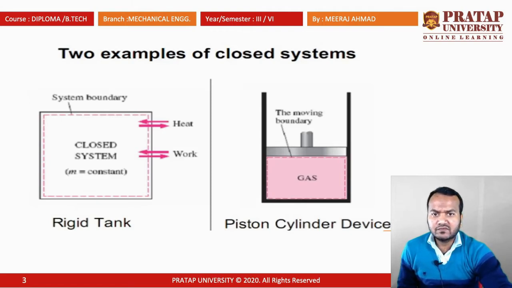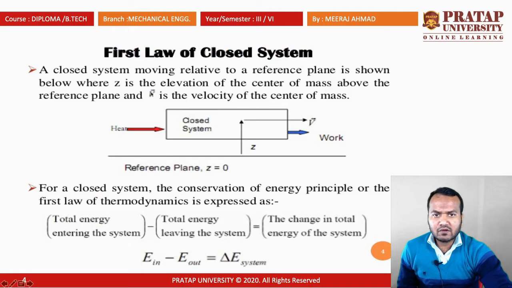Here there are two closed systems. First is the rigid system, the closed constant volume process where the mass is constant. You can see that this is a system boundary, and heat is transferred through the boundary, and work is also a boundary phenomenon. You can see the second figure, the piston cylinder device. This is a constant pressure process. Here the gas is bounded by an imaginary, moving boundary, which is the dotted line.